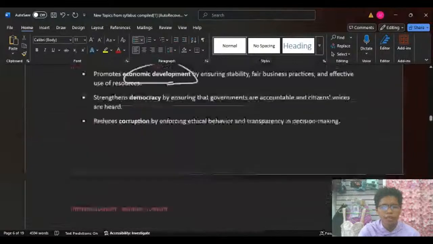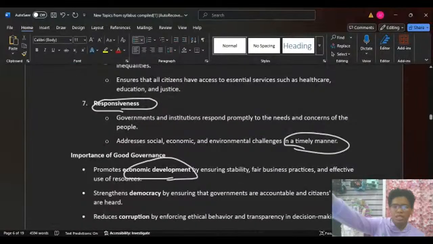So now let's look at the importance of good governance. Guys, give me a second, let me just take some water. My throat is just getting dry.